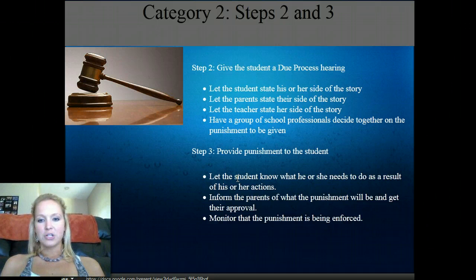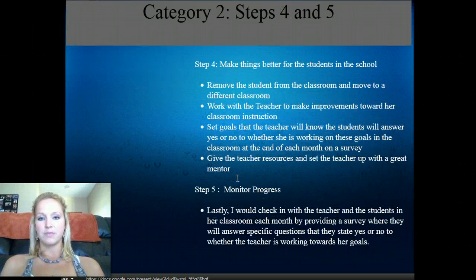Step 3, provide punishment to the students. Let the student know what he or she needs to do as a result of his or her actions. In this case, I would probably think there would be some suspension outside of the school, but that would depend on what the group of school professionals decided. I would inform the parents of what the punishment will be and get their approval, and monitor that the punishment is being enforced.